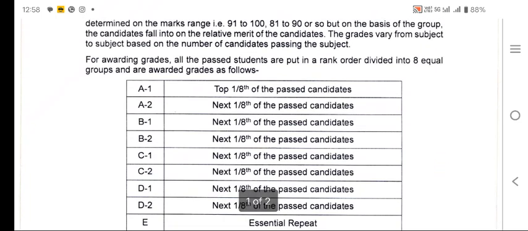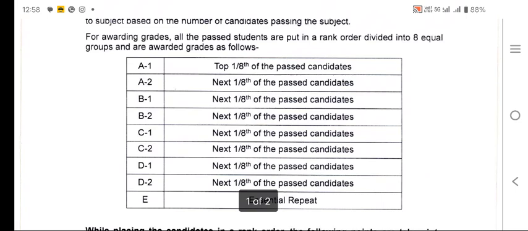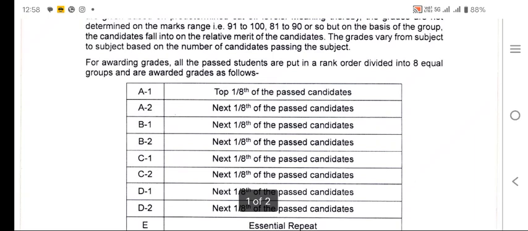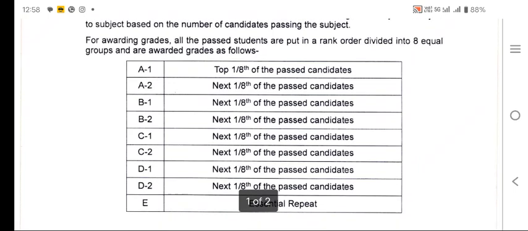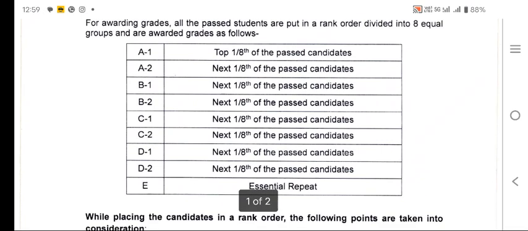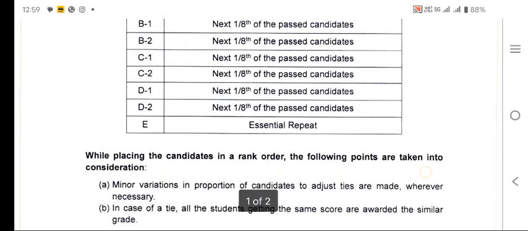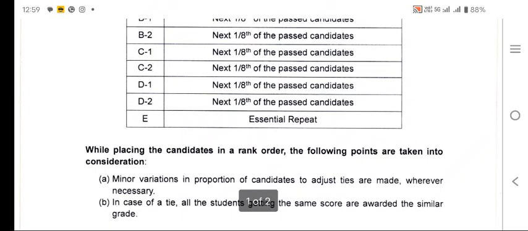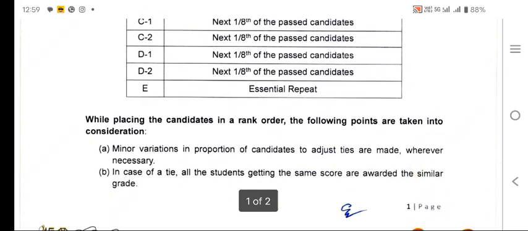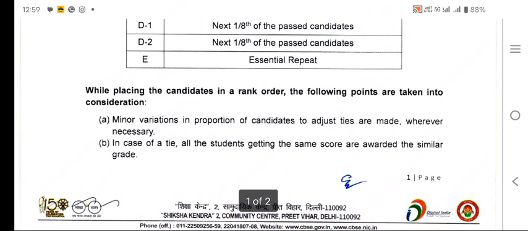So what will be the gradings? Eight equal grades will be there: A1, A2, B1, B2, C1, C2, D1, D2 and E grade. So what is A1? That is the top 1/8th of the passed candidates. A2 is the next 1/8th of the passed candidates. B1 is the next 1/8th of the passed candidates. Similarly it will continue up to D2, the next 1/8th of the passed candidates, and E equals essential repeat. While placing the candidates in rank order, the following points are taken into consideration.